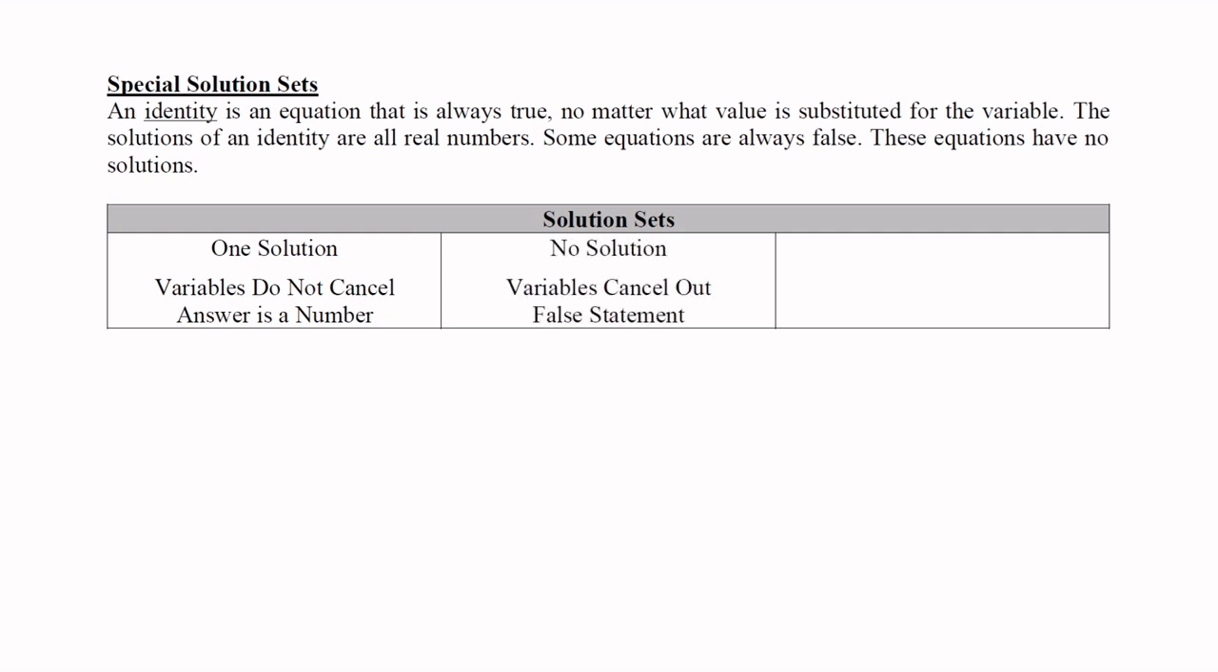You have no solution when the variables cancel out. If the variables cancel out, you're going to get some number equals some number. And if the two numbers are not the same, then you have a false statement and you have no solution. But if the variables cancel out and the two numbers are equal to each other, then you have a true statement and you have infinite solutions.